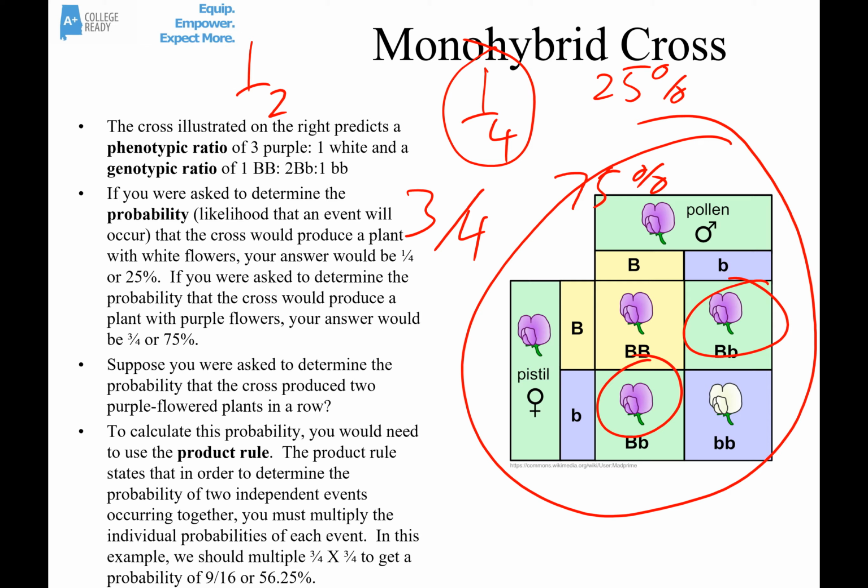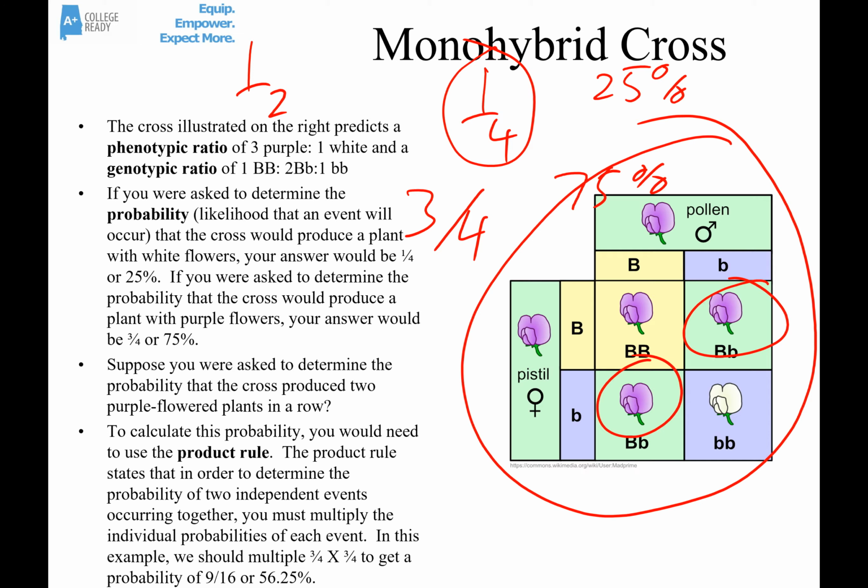Now, suppose that I ask, what's the probability that you get 2 purple flowered plants in a row? Well, to make that calculation, you have to use what's called the product rule. And the product rule states that in order to determine the probability of 2 independent events occurring together, you multiply the individual probabilities of each event.